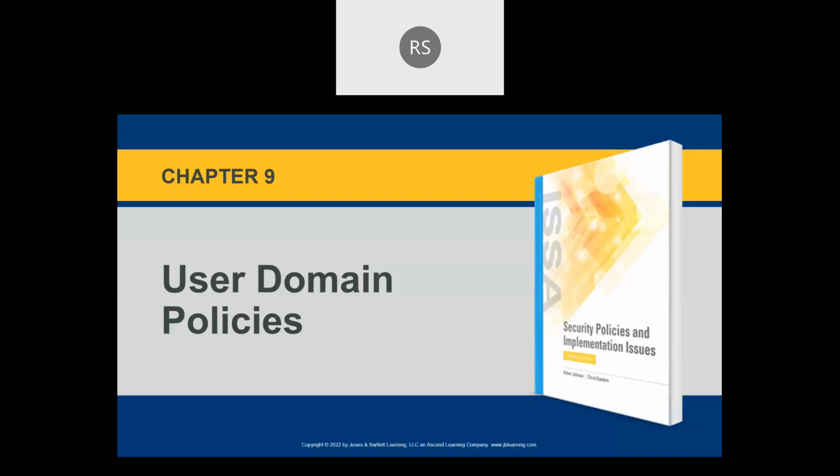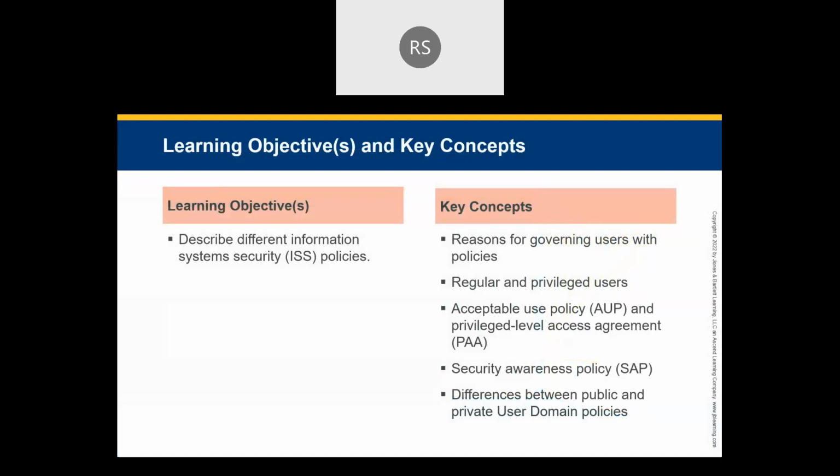In Chapter 9, we're going to explore the concept of user domain policies and information system security. Our learning objectives for this chapter are to describe different ISS policies and understand the key concepts associated with governance, user governance. The user domain is going to play a critical role in ensuring the security of an organization's information systems.